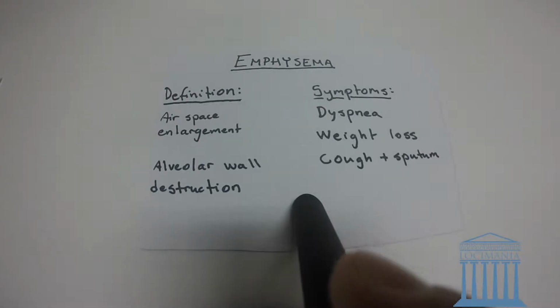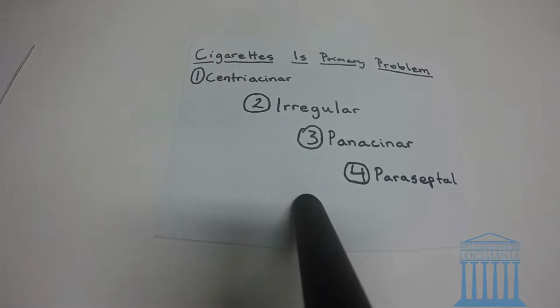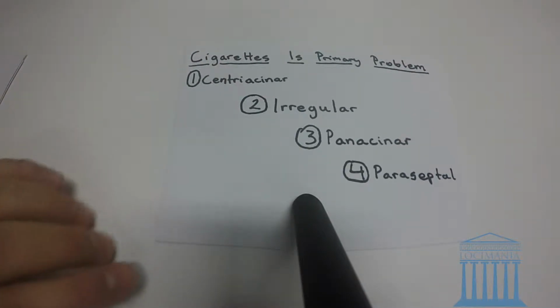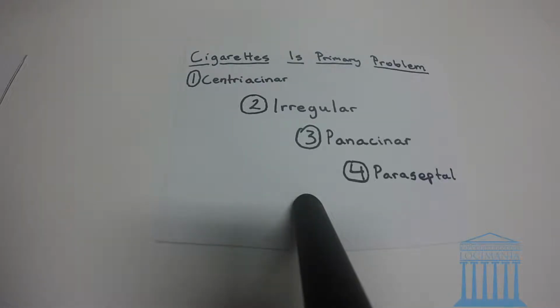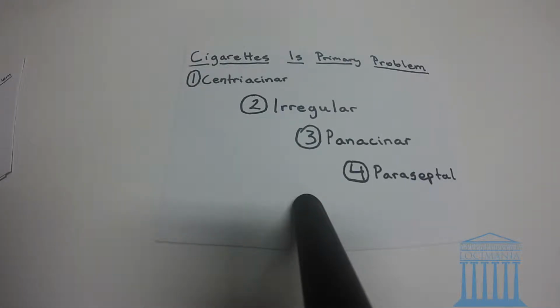As we go on to the next slide, I'll show you the four types of emphysema and the causes of these types. So here you can see centroacinar, irregular, panacinar, and paraseptal. These are the four types of emphysema. And you memorize them by memorizing this easy sentence up here, which is cigarettes is primary problem. So cigarettes, C for centroacinar, I for irregular, P for panacinar, and P for paraseptal. CIPP, as you can see.